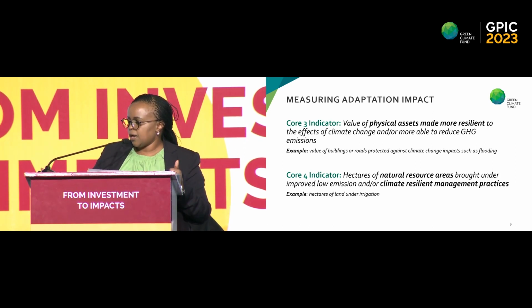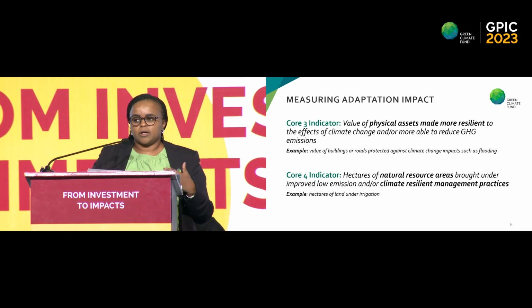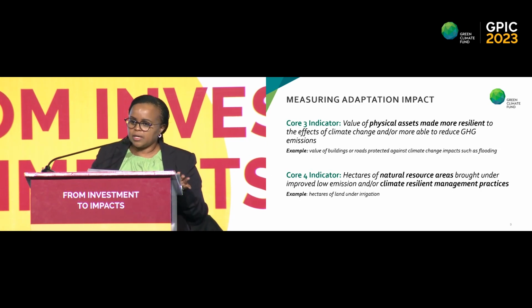The other one, of course, is when you're talking about natural resources, we look at the hectarage that's been brought under either improved low emission practices or climate resilient management practices. And what do we mean here? We've heard about solar powered irrigation. So if you look at the coverage of farmers, or the number of smallholder farmers in total, that have brought their land under that coverage, that's the other indicator we use over time.